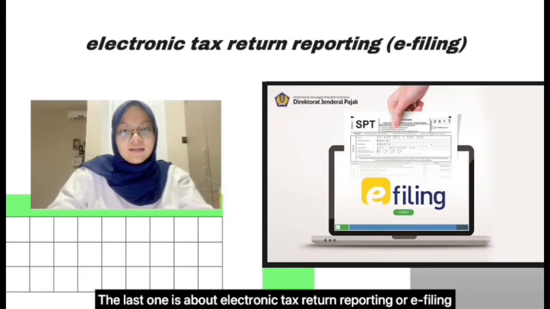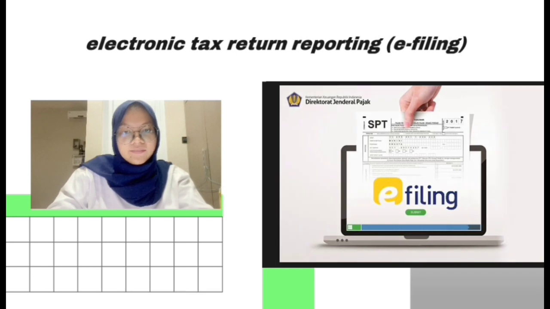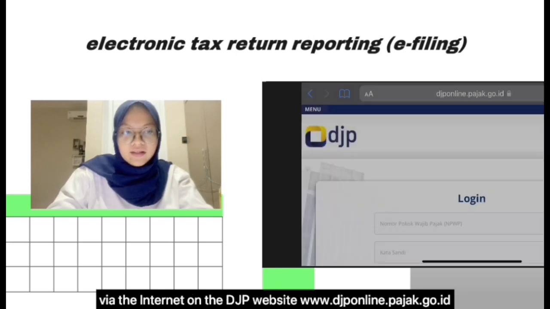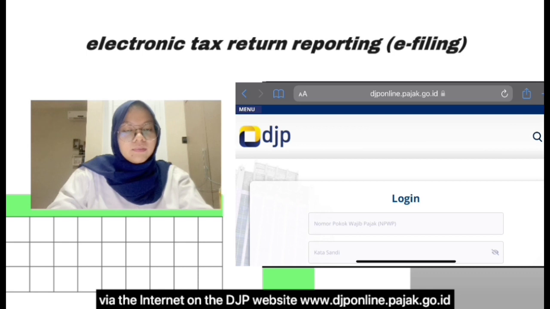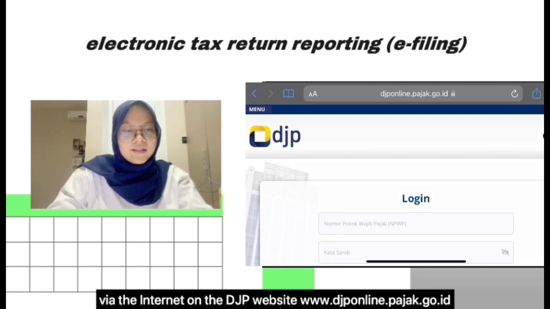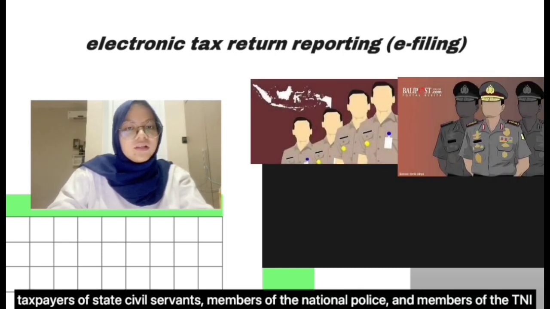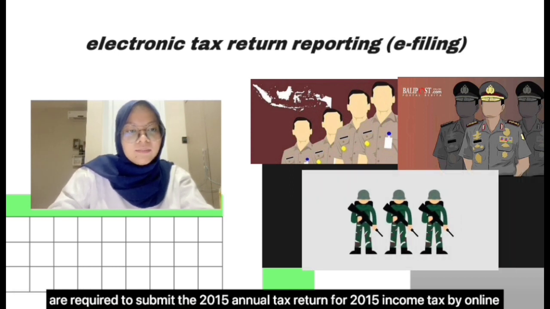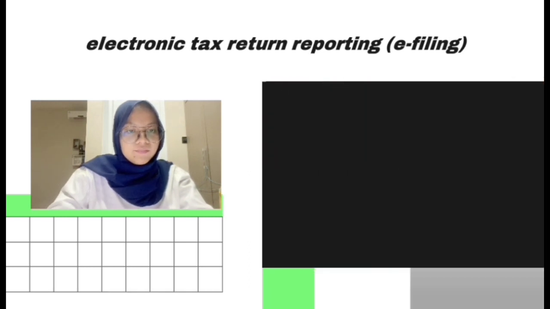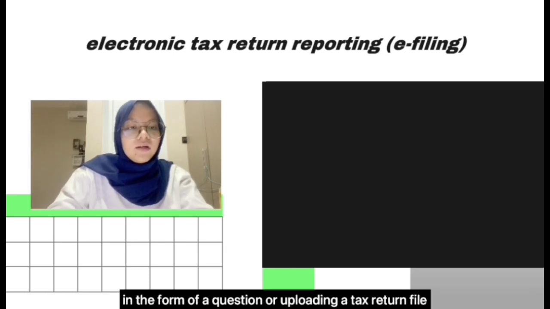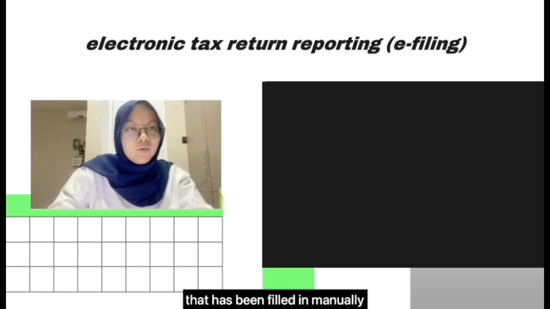The last one is about electronic tax return reporting or e-filing. Annual tax returns can be submitted electronically or online and in real time via the internet on the DJP website www.djponline.pajak.go.id. Taxpayers who are state civil servants, members of the National Police, and members of the TNI are required to submit the 2015 annual tax return for 2015 income tax online. The steps of filling out tax returns online are the same as manually filling in the tax returns, in the form of answering questions or uploading a tax return file that has been filled in manually.